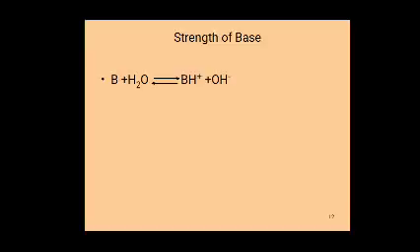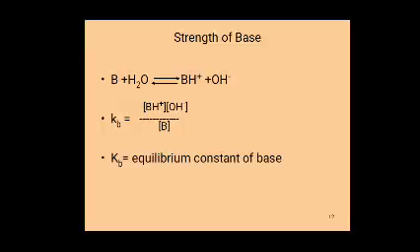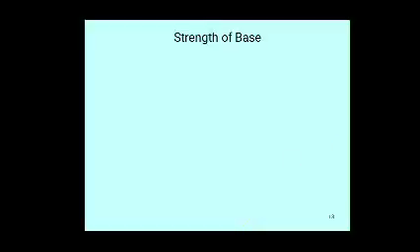B plus H2O gives rise to BH plus and OH minus. The base B reacts with a water molecule to form BH plus and OH minus. Therefore, Kb is equal to the BH plus concentration times the OH minus concentration divided by the B concentration. Kb is the equilibrium constant of the base.